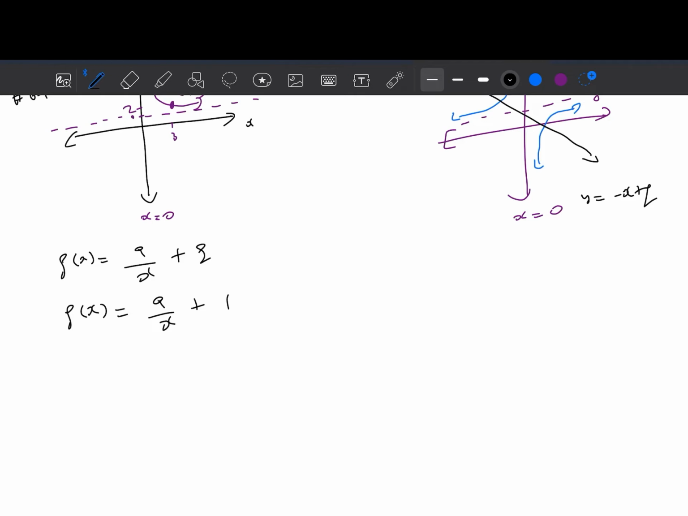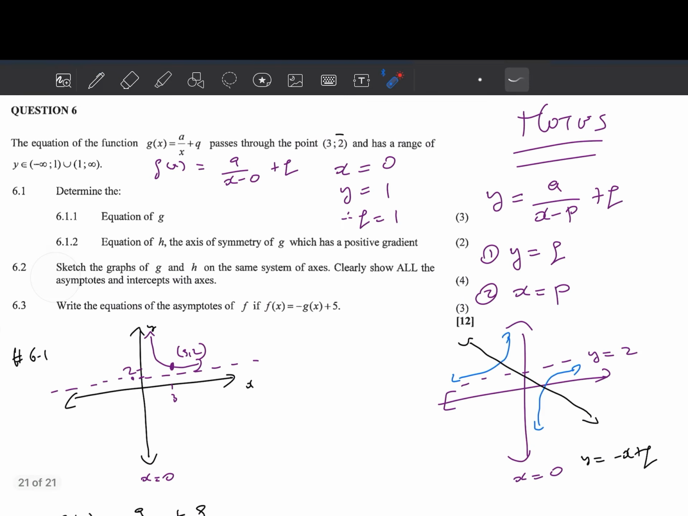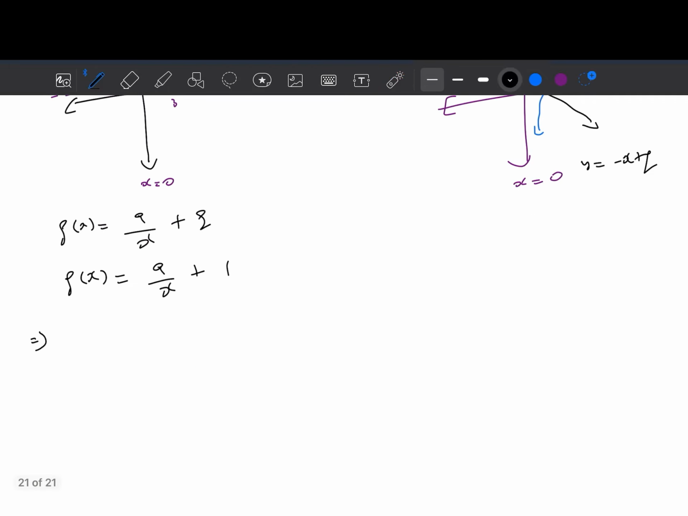I'm happy to assist. From here, we are also given that when the x value is 3, the y value is 2. So we can just substitute those values into the equation. Where there's x, just put 3, because when the x value is 3, the y value is 2. So g of 3 is 2, which gives 2 is equal to a over 3 plus 1. Then now we can solve for a.